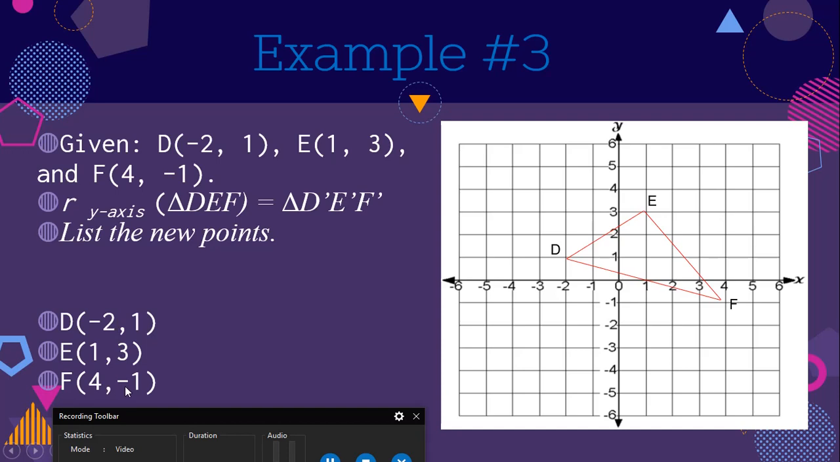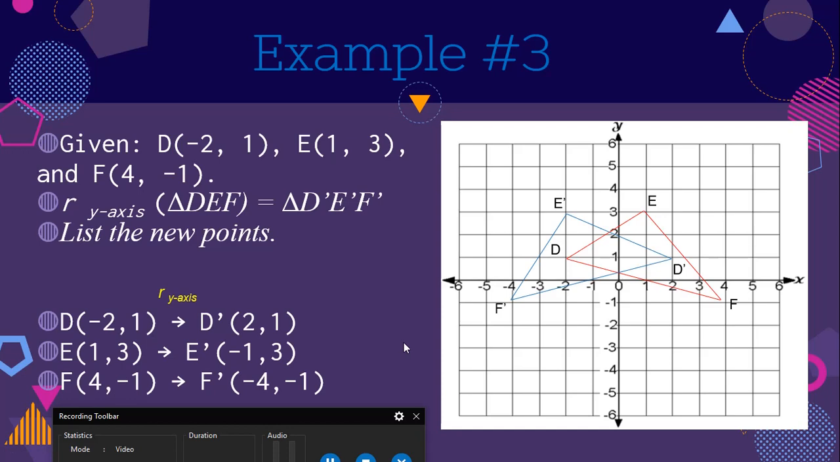There's my 3 original points. My rule is to reflect in the y-axis, and it maps to D prime. X changes, y stays the same. E prime, x changes, y stays the same. And finally, F prime. Now that we know the locations, we'll go ahead and plot D prime, E prime, and F prime. And just like we thought, they do overlap, but they do appear to be the same shape and the same size. Make sure you label with prime notation, and then your graph is complete.